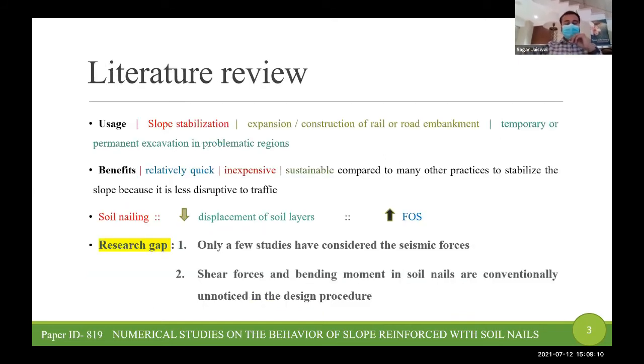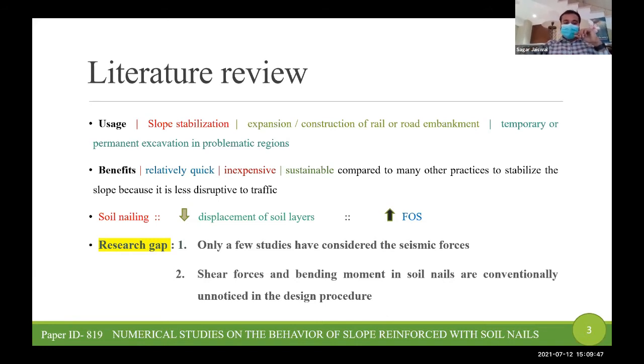Here is a brief literature review. Soil nailing can be used for slope stabilization or expansion of rail or road embankments. It may also be utilized for temporary or permanent excavation in problematic regions. Here are a few benefits which I would like to throw some light on. These are relatively quick to perform, inexpensive, and sustainable compared to other practices to stabilize the slope, because it is less disruptive to the traffic.